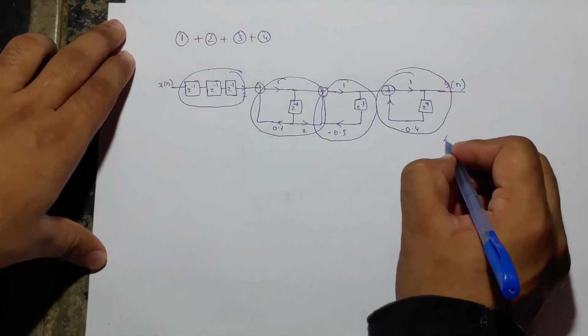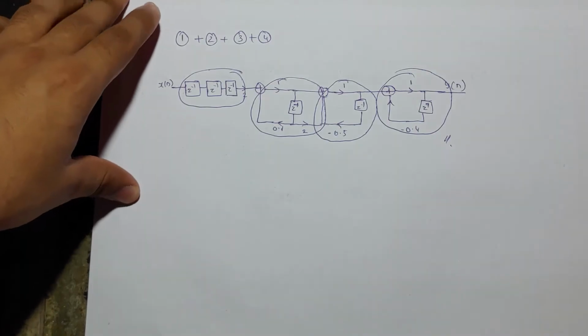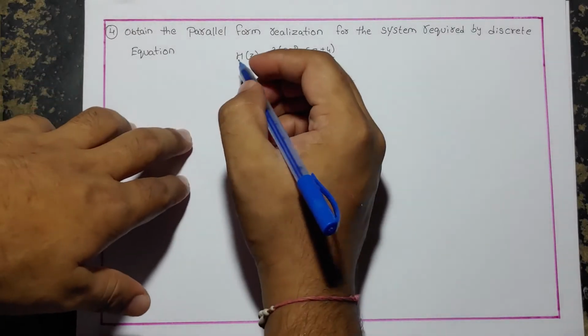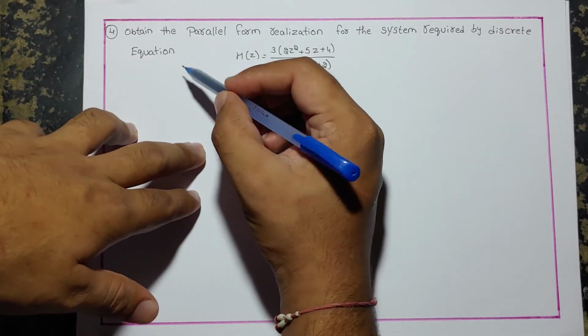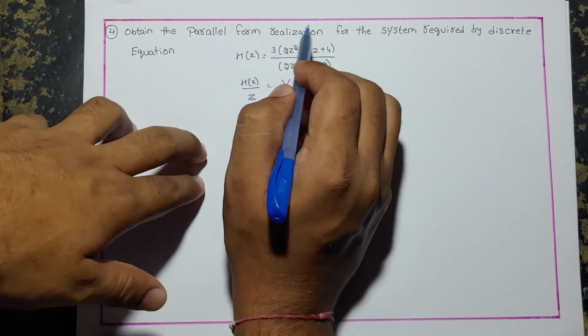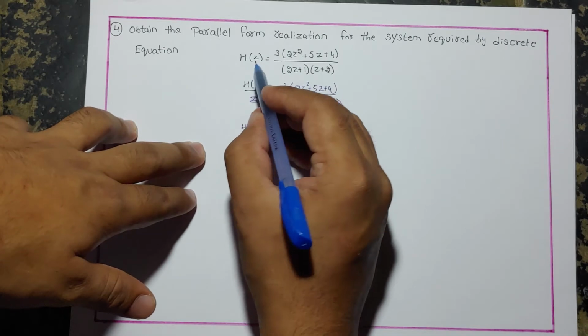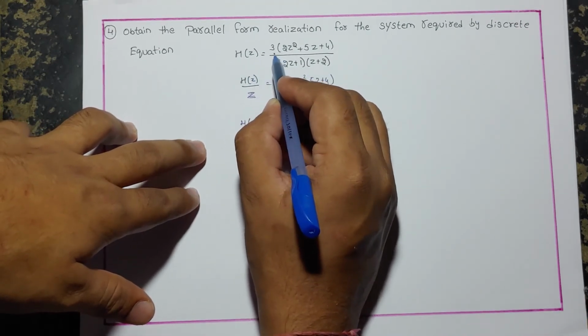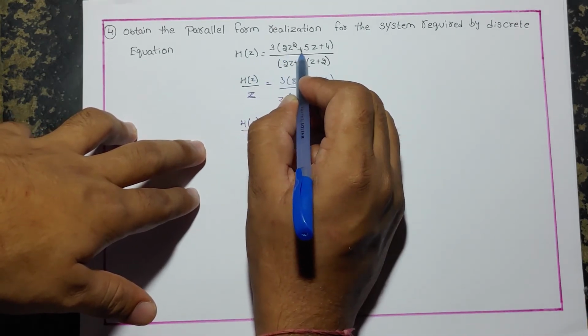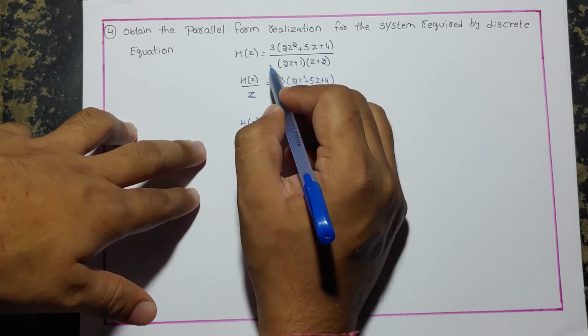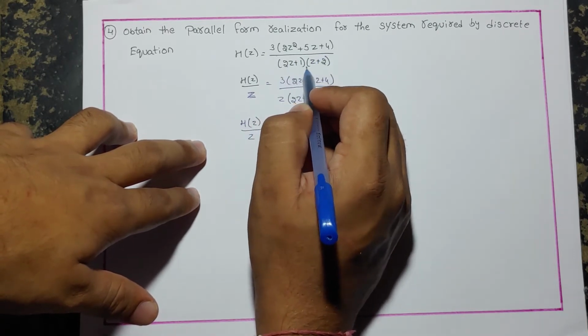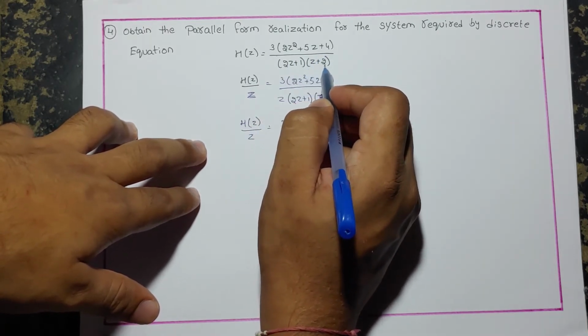Now let us solve an example on parallel form. Obtain the parallel form realization for the system required by the discrete equation H of z is equal to 3 times of 2z square plus 5z plus 4 by 2z plus 1 times z plus 2.